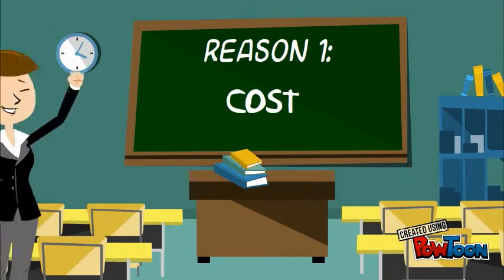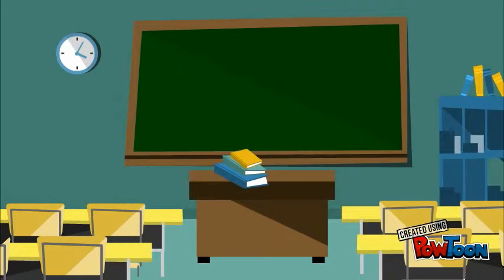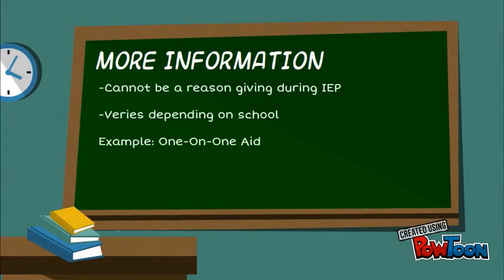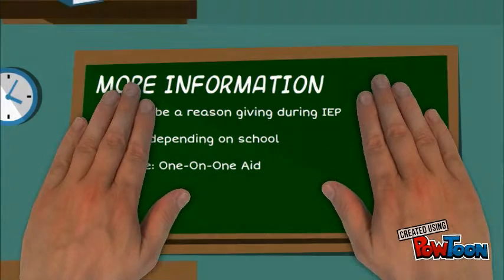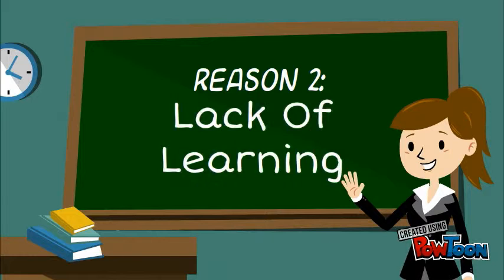A student can be excluded from a general education class because it costs too much to have that student in the class. For example, having to hire a one-on-one aide for the student or the financial burden will differ from school district to school district.